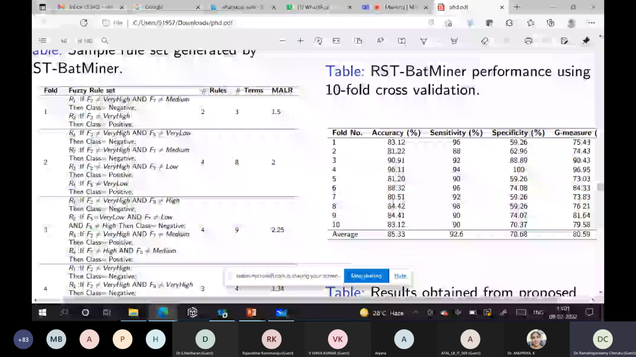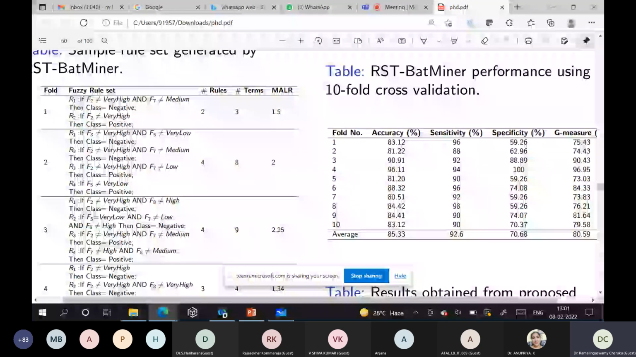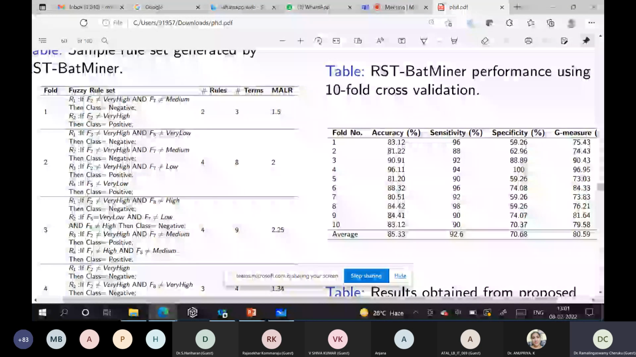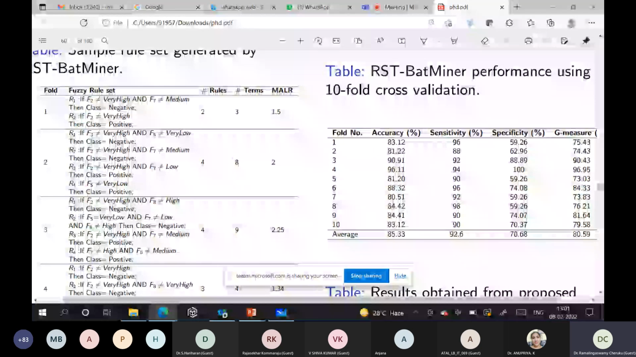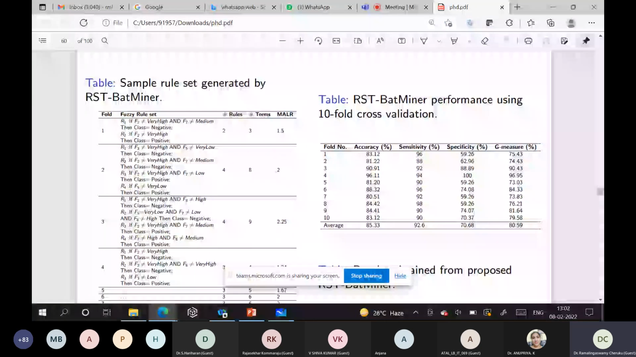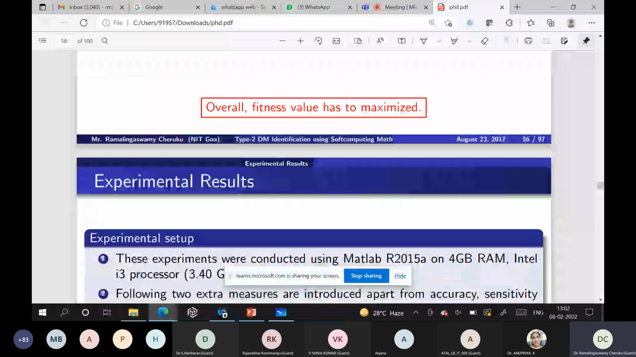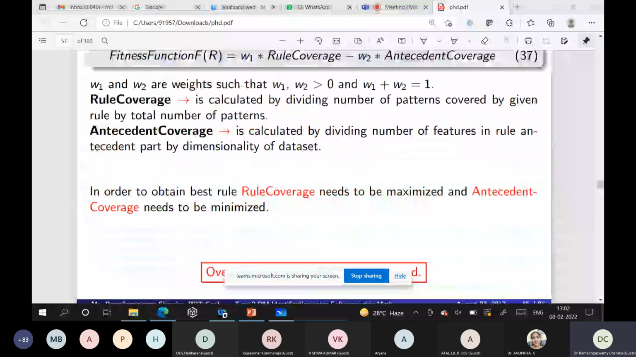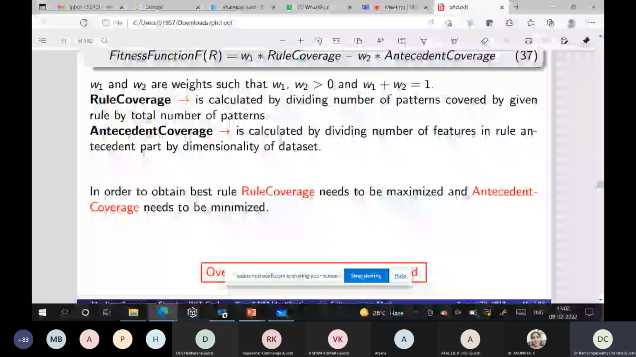To bring more interpretability, we used linguistic terms. Instead of representing in numbers, if you use linguistic terms like BP is high or BP is medium, everybody can understand, right? So we can generate such fuzzy rules. We did that using the BAT algorithm, for generating such rules. I will discuss only the important things over here, which are the fitness function as well as the encoding mechanism.